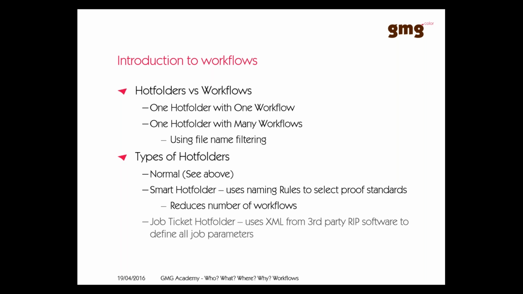The other new hot folder type is the job ticket hot folder, and this hot folder uses a job ticket XML from a third-party RIP, and this job ticket defines all the job parameters or some job parameters for the Colorproof workflow. These two hot folder types need an additional license, and they are available since Colorproof 5.6. We are currently at version 5.7, just for your information.